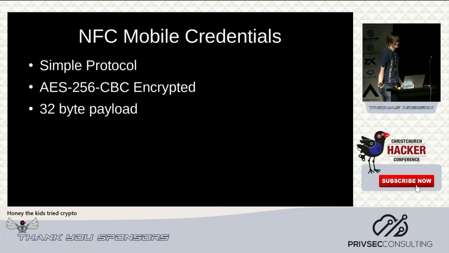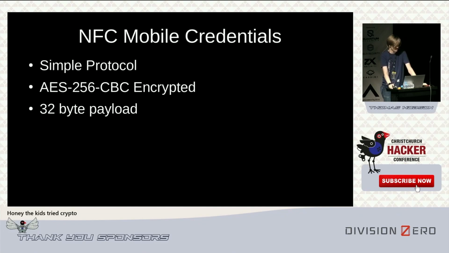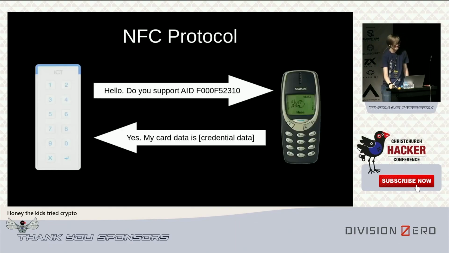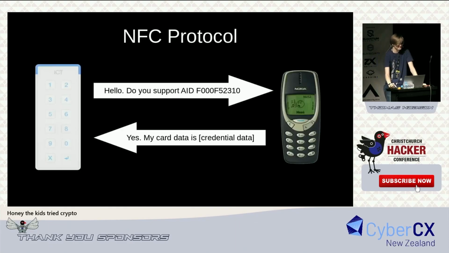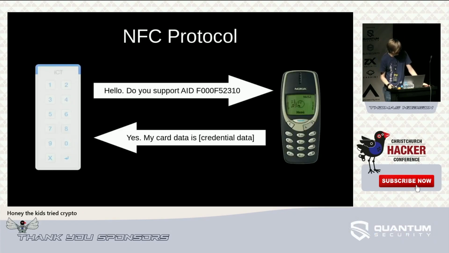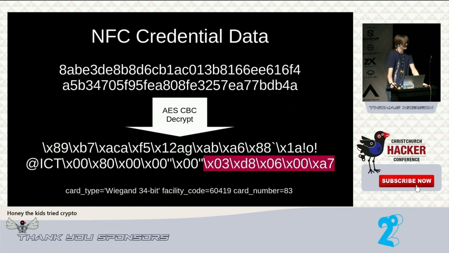And so we're going to look now at the NFC protocol. This is much simpler than the DESFire one or the Bluetooth one. There's just a little bit of AES encryption here and a 32-byte payload. So the protocol looks something a little bit like this. You put your phone in front of the card reader with NFC. The reader's going to say, do you support this application? And then it's going to say, yes, and here's my mobile credential data, and that's it. So your mobile credential data looks a little bit like this. Here's another mobile credential if you want that.